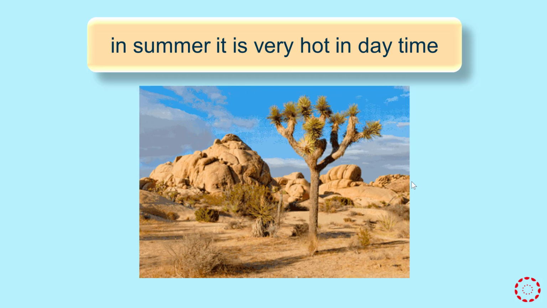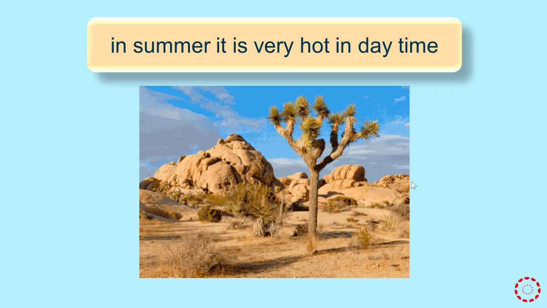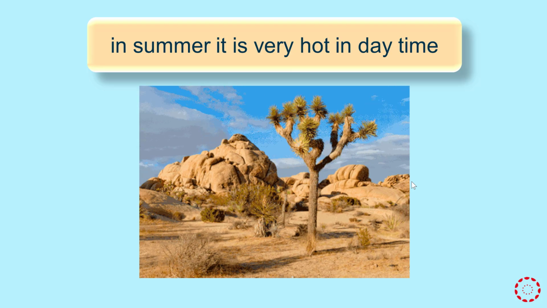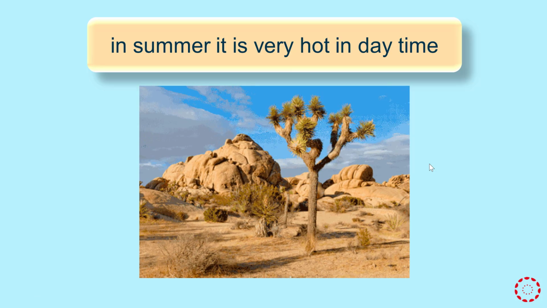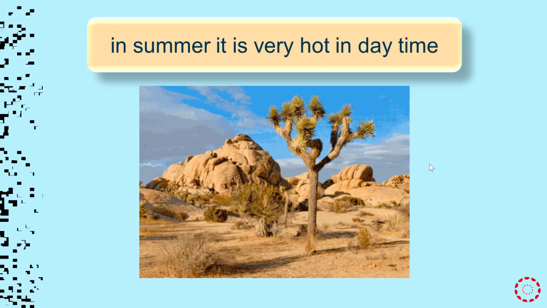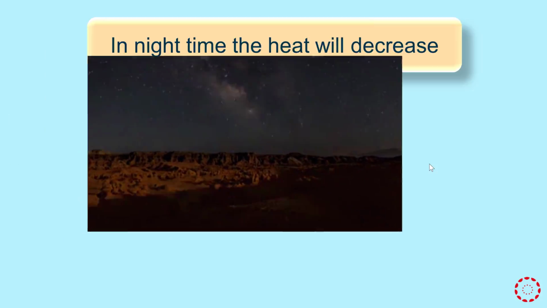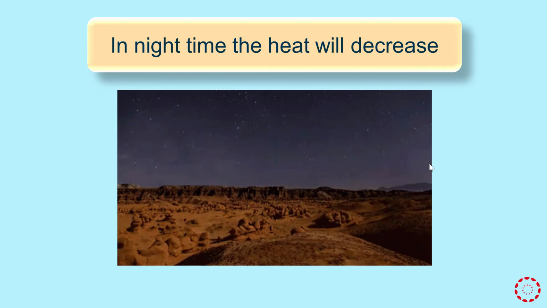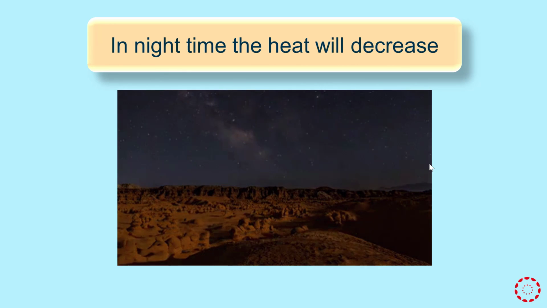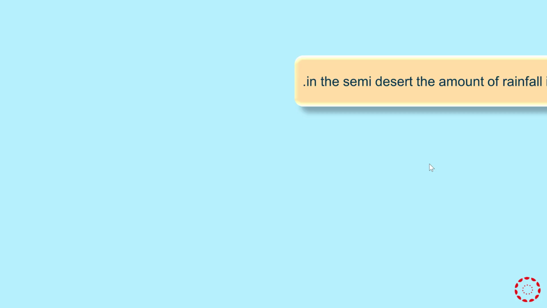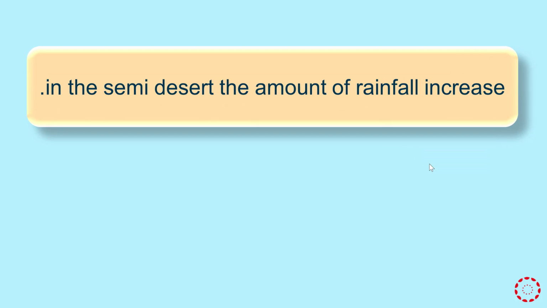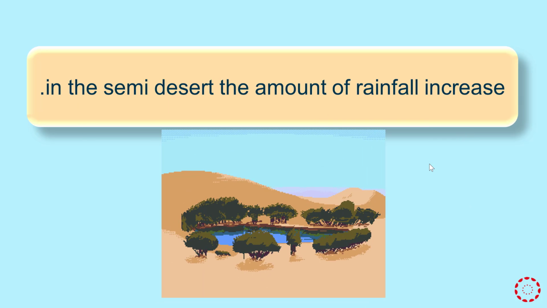In the daytime, the weather in the summer is so hot. We can't bear it. It is so hot. But at nighttime, the heat will decrease a little bit. Okay? In the night, the heat will decrease, but in the daytime, it is very hot. And also we have semi-desert.